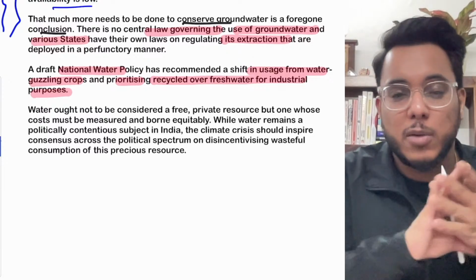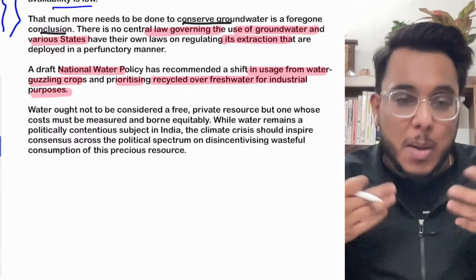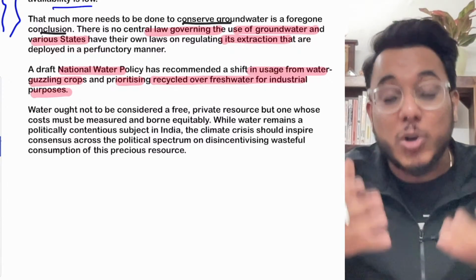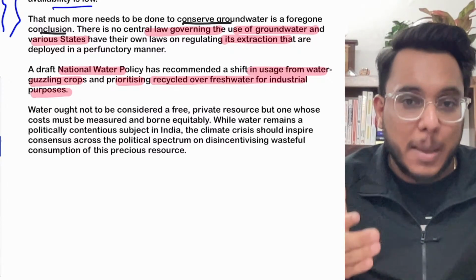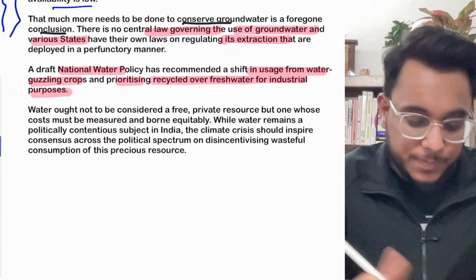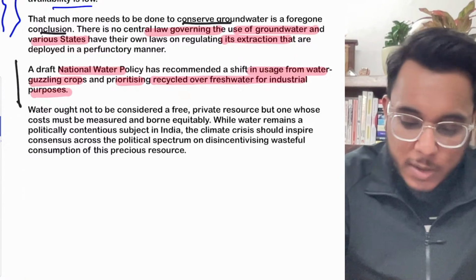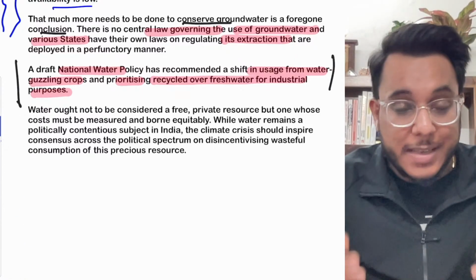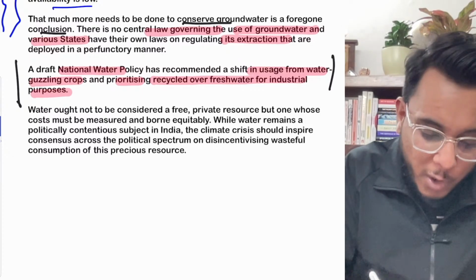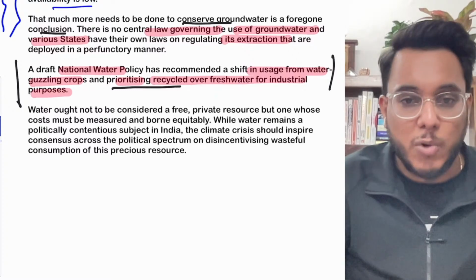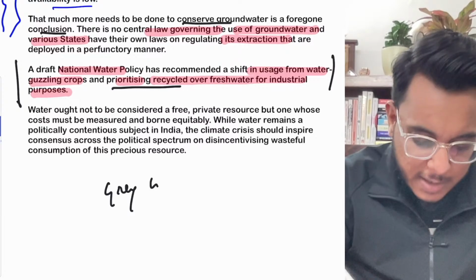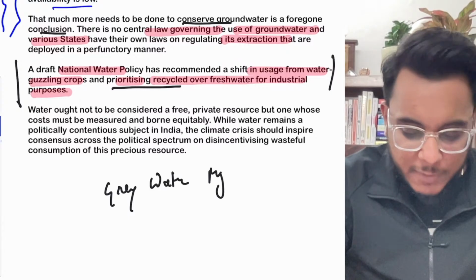We need to move beyond that, and we need to plant such kind of crops which don't require a lot of water. For example, instead of paddy, when we talk about Haryana and Punjab, millets and barley are some crops that can be used. Moreover, we need to prioritize recycled water, and here I want to tell you one particular word: grey water management. Grey water management is something that we need to focus on.